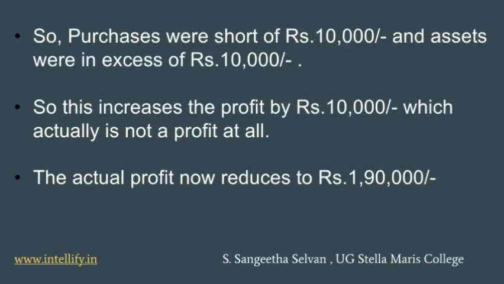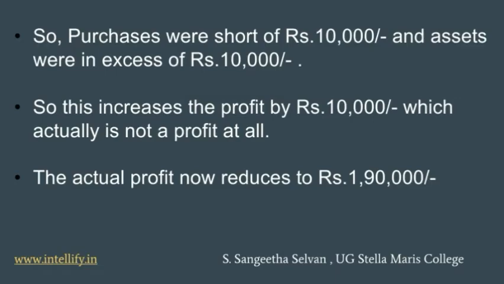Now, purchases will be less by 10,000 and the assets will be more by 10,000. So, you're reducing your expenses and increasing your assets. This mistake increases the profit by 10,000. Now, the actual profit of 2 lakhs reduces to 1,90,000.